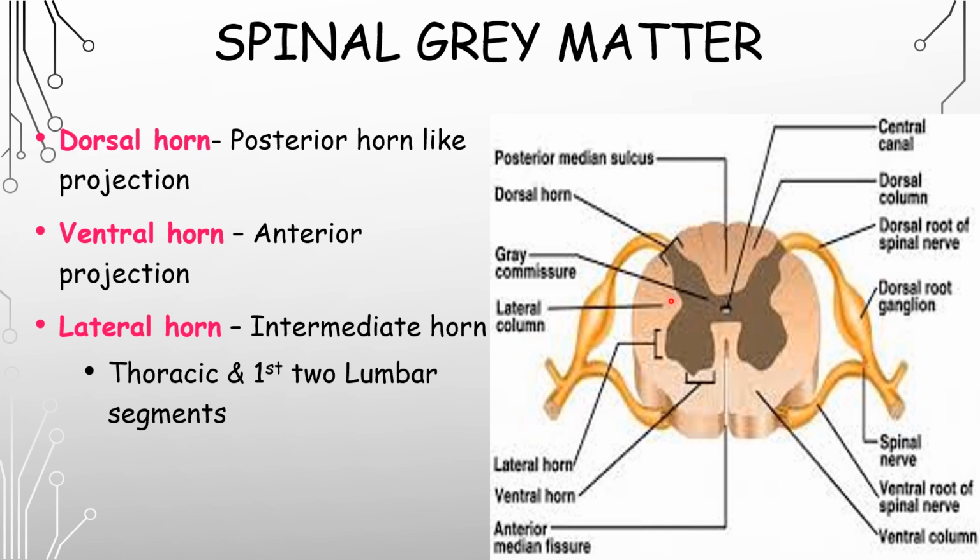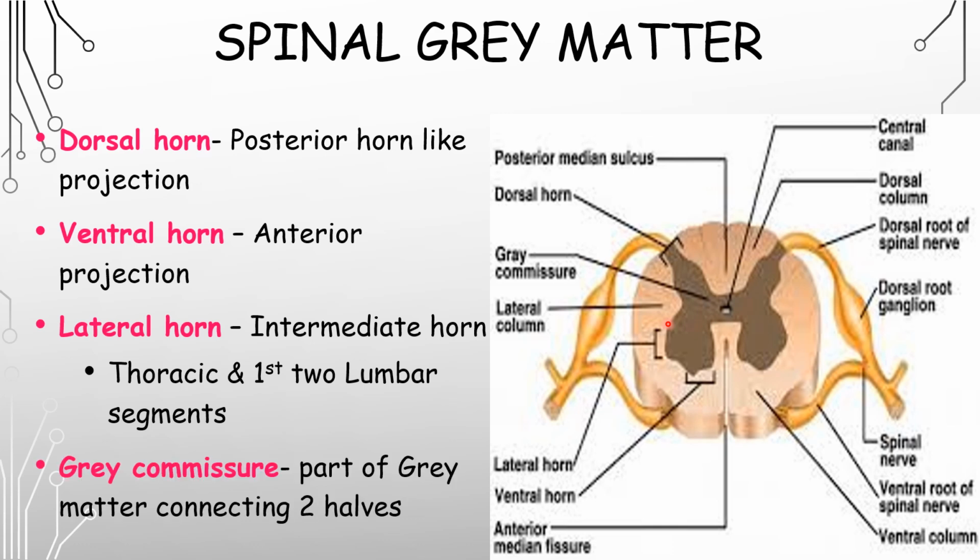This is seen only in the thoracic segments and the first two lumbar segments. Gray commissure: the gray commissure is the part between the two sides, which connects the two sides of the gray matter. It also traverses the central canal. So this is the gray commissure.